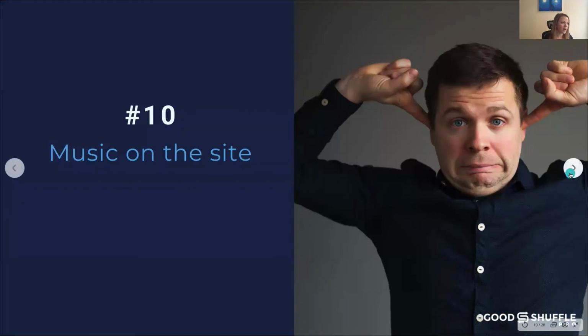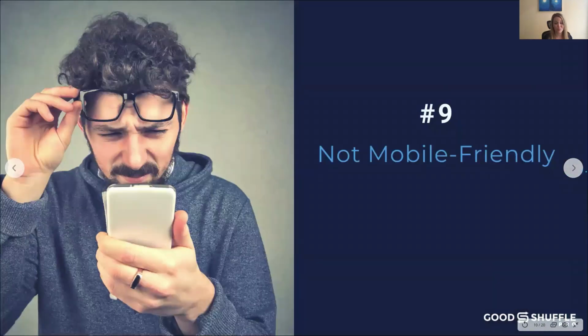Now, number 9 is a pretty big one. The only reason I put it as low as I did on the list is because I'm hoping people know this one by now. But the majority of your users or your visitors are coming to your website on their phones. So you need to make sure that all of your website, not just your homepage, is completely mobile friendly. It is easy to navigate from any type of device.